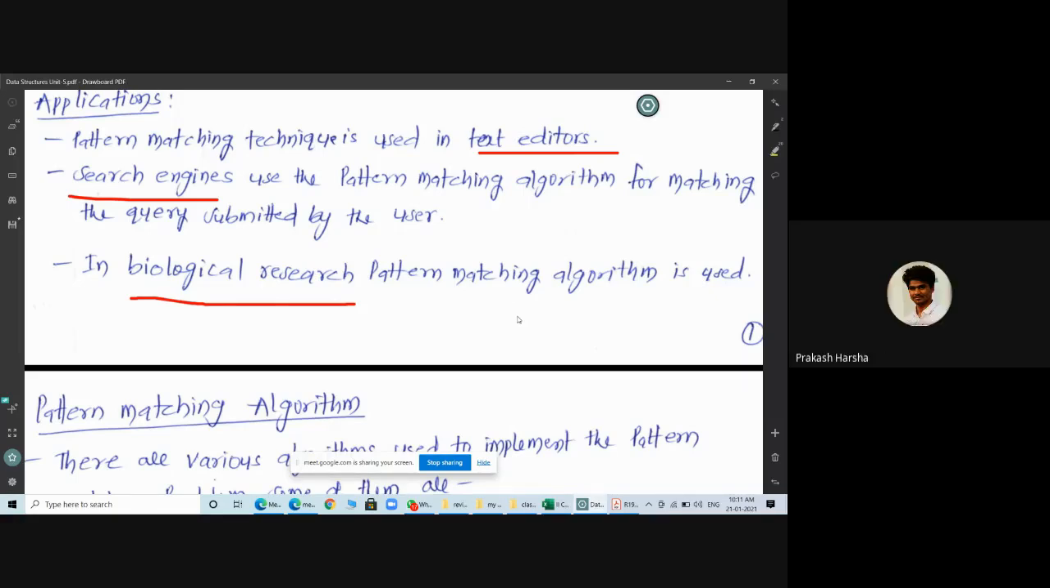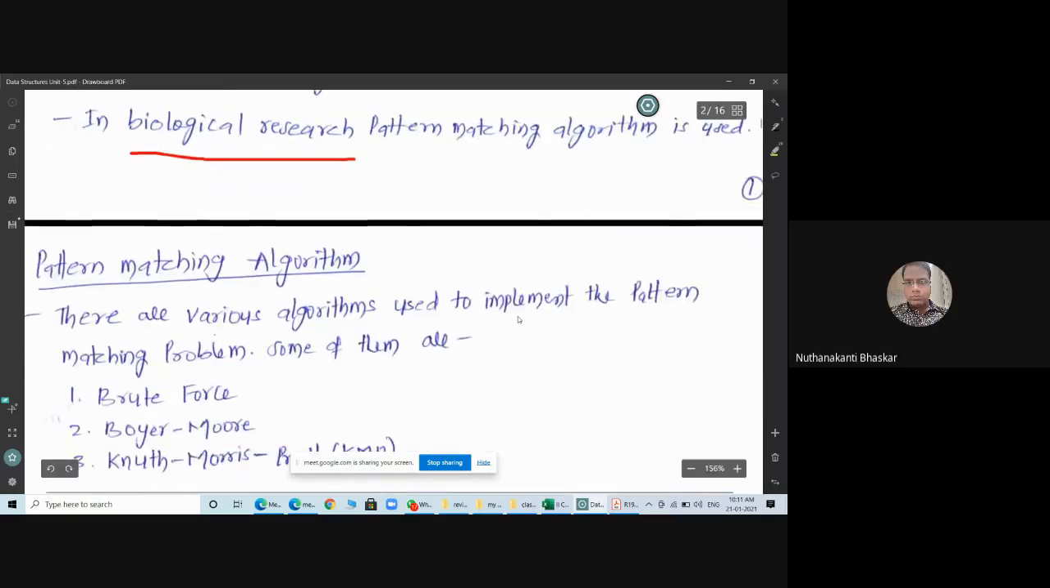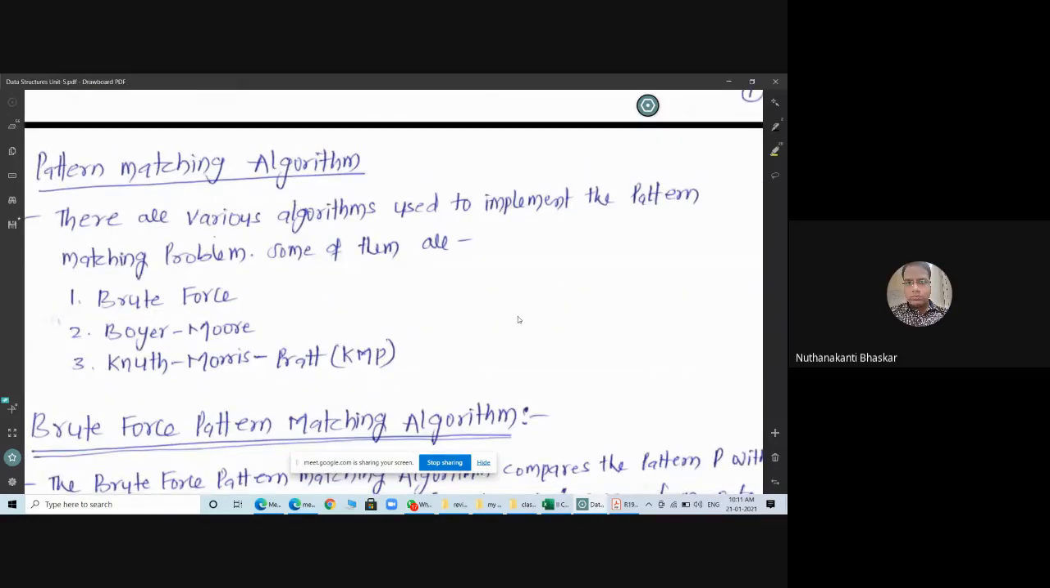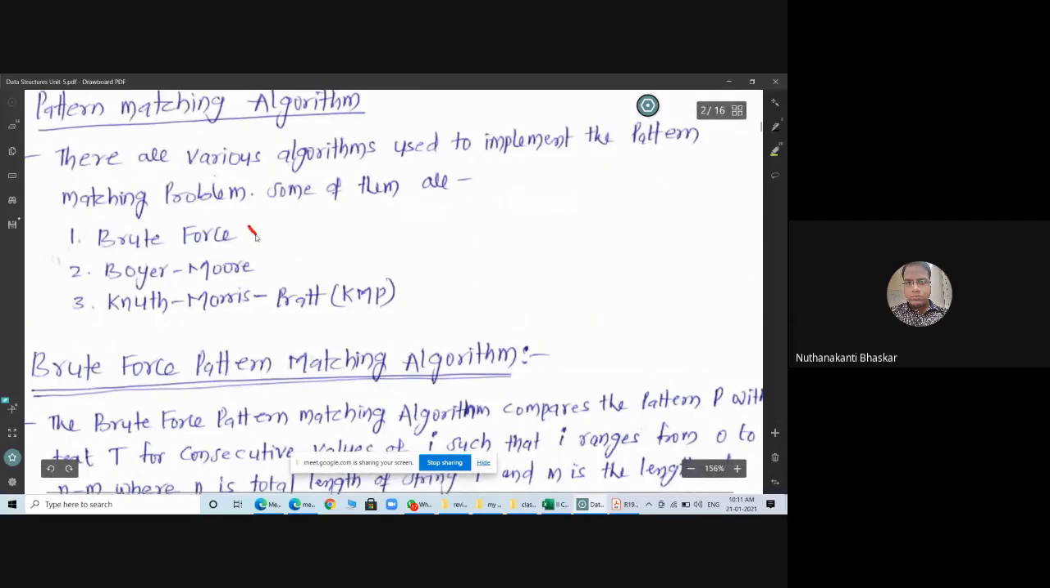Now coming to the pattern matching algorithms, as per your syllabus, we have three algorithms. They mentioned brute force, Boyer-Moore, and Knuth-Morris-Pratt (KMP). Three algorithms are given in your syllabus for pattern matching. Today we are going to discuss the first pattern matching algorithm, that is the brute force pattern matching algorithm. Before discussing this, just how the human being will do pattern matching, we will check this.